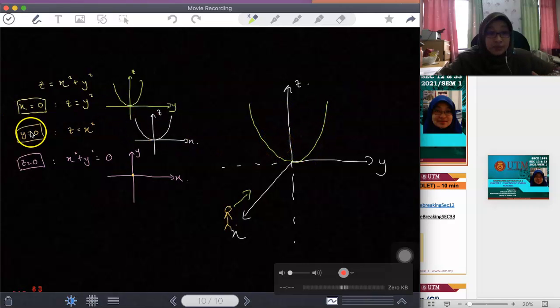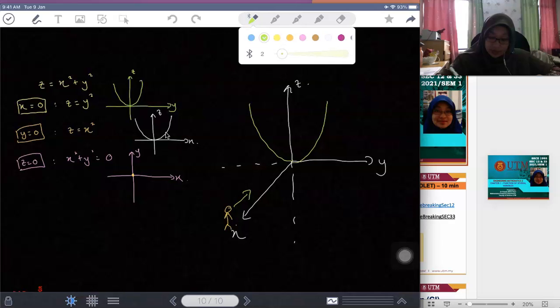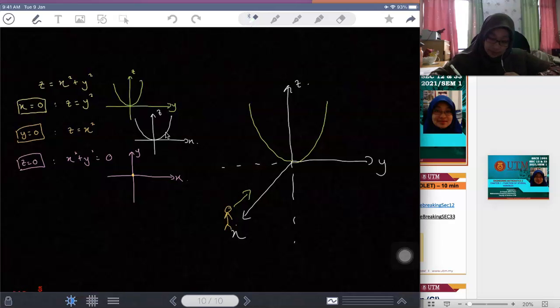Okay, now we move to the second trace, which is to set y equal to 0. So what can you see on zx plane, where y is equal to 0? So y equal to 0 is over here on this wall on zx plane. So you can see the same quadratic shape, but now on zx plane. So we have a white curve. Okay, so it looks compressed because you are looking from this side.